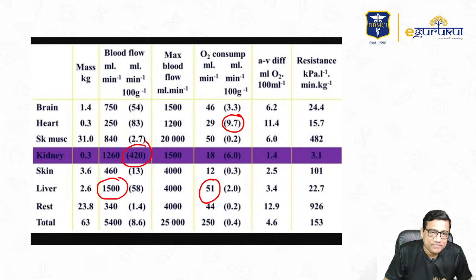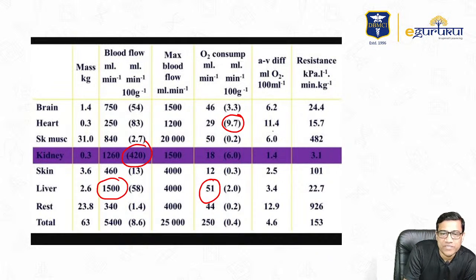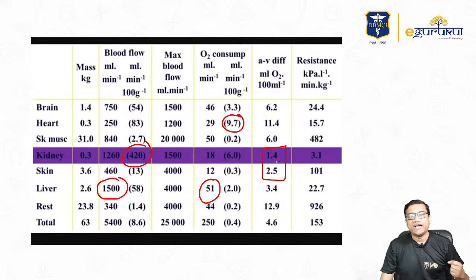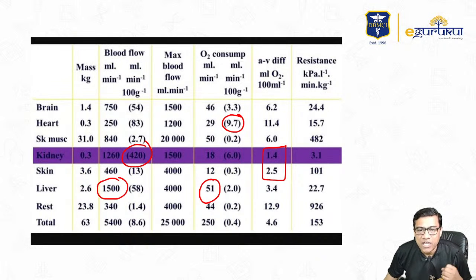Total is liver. Now AV difference, you can see skin has a very low AV difference, and kidney has very low. So what is the minimum? 1.4. Kidney has the lowest one.